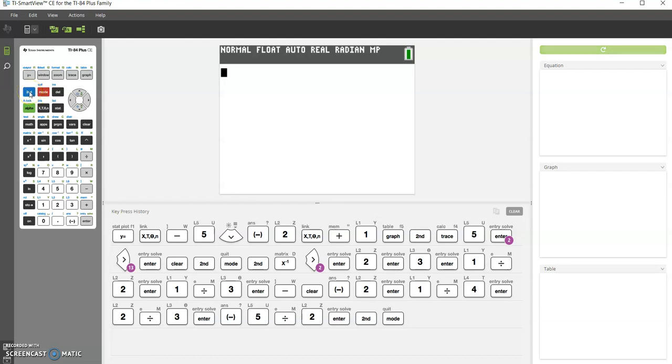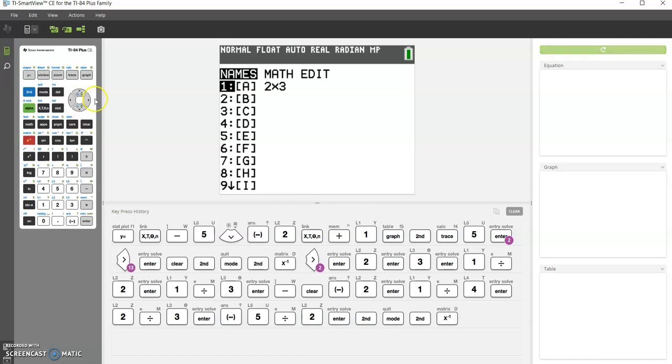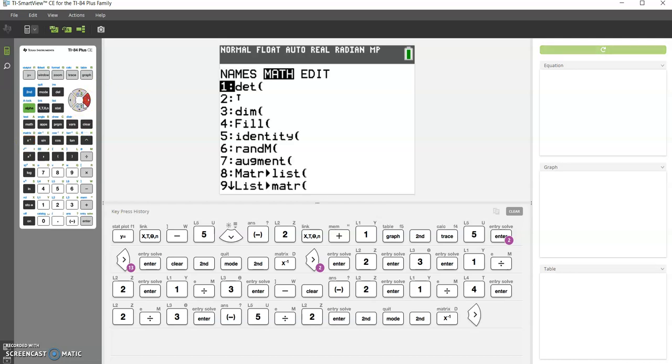Now what needs to happen is we want the RREF, the row reduced echelon form of that matrix. So you're going to hit second matrix, and then you're going to arrow over to math. Just arrow once to math.